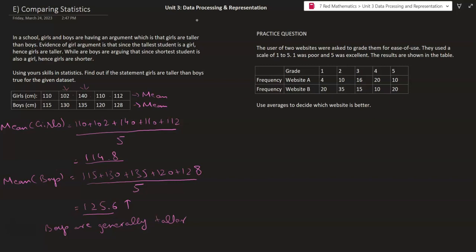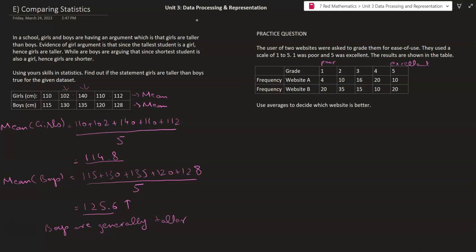Now let's take a practice question. So hardly do we get a data set like this. It's very simple. We have a little bit complicated data set here. In this practice question, we have the users of two websites who are asked to grade them from ease of use. They use a scale of 1 to 5. So they are users of website A and B, and they are grading the website from 1 to 5, 1 being poor and 5 being excellent. And so this is the frequency of how many times website A has been graded poor and how many times it has been graded excellent.